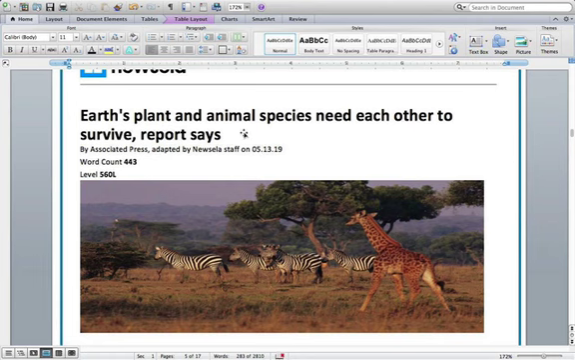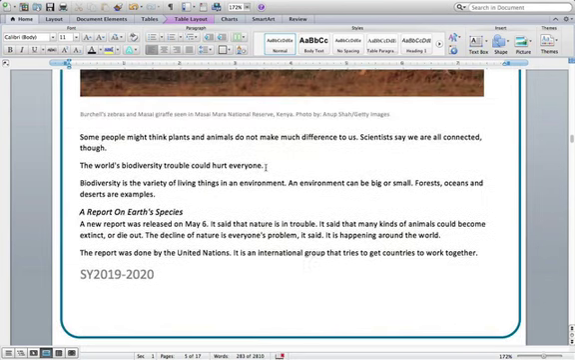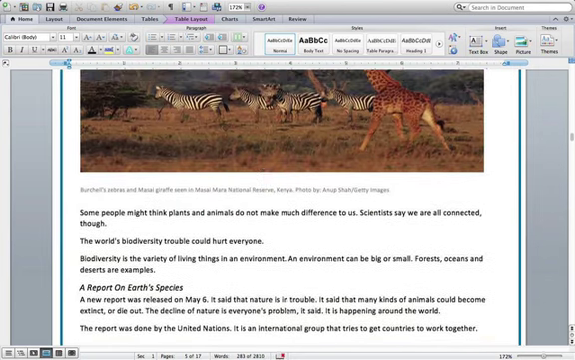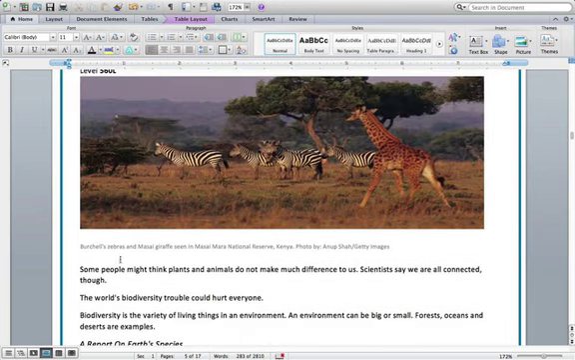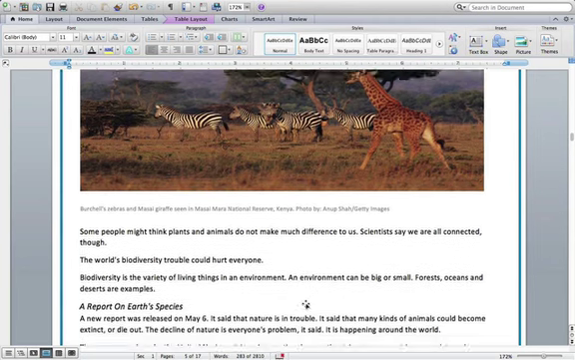Earth's plant and animal species need each other to survive, report says. Some people might think plants and animals do not make much difference to us. Scientists say we are all connected, though. The world's biodiversity's trouble could hurt everyone.